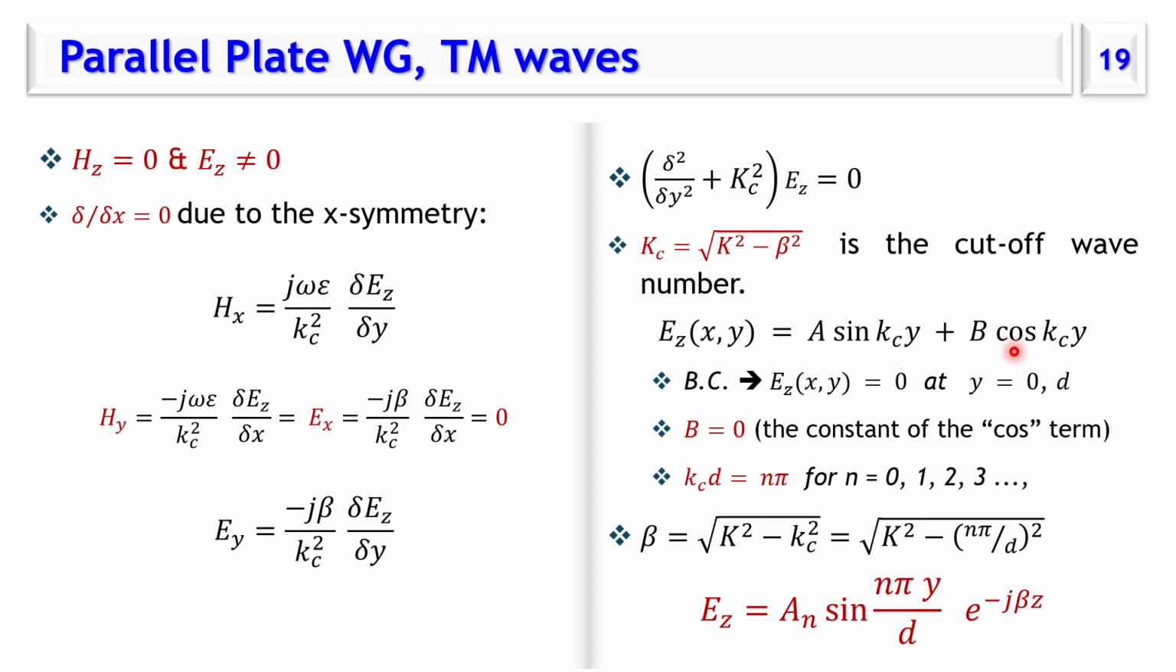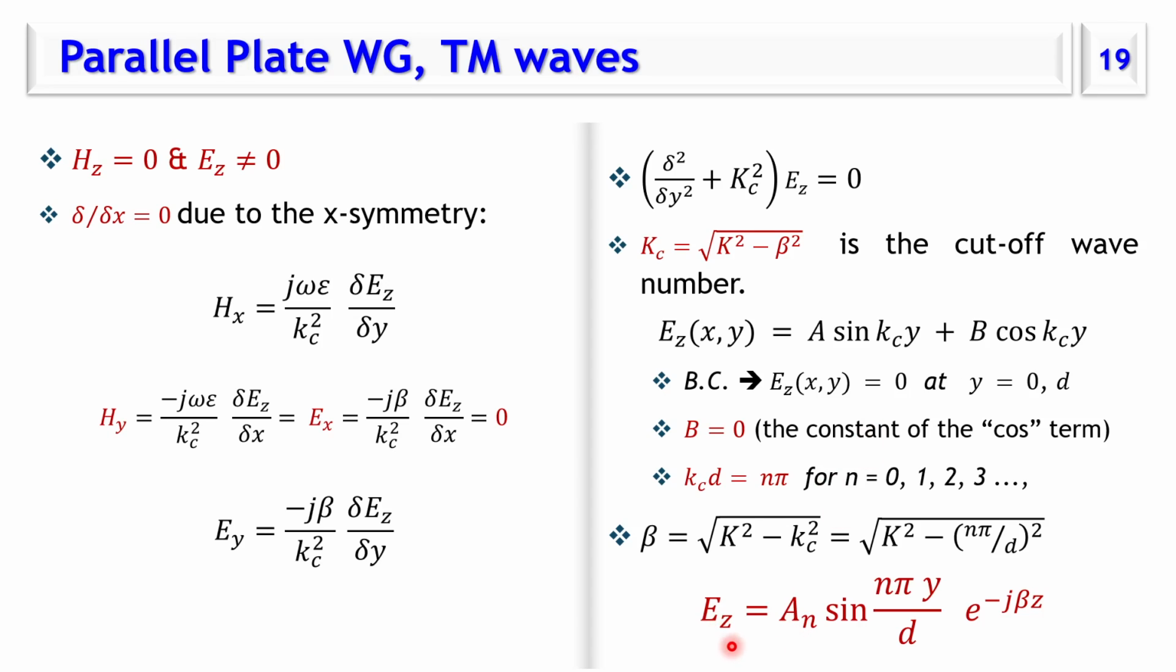This boundary condition will cause b to equal 0, and the other thing is that Kc multiplied by d equals n pi, where n is an integer: 0, 1, 2, 3, and so on and so forth. So beta will equal the square root of k square minus kc square. Just substituting here, we'll have beta equal the square root of k square, which is the wave number, minus n pi over d square.